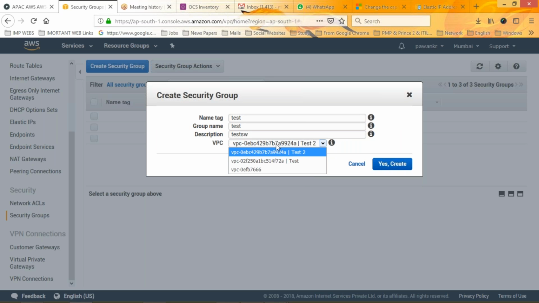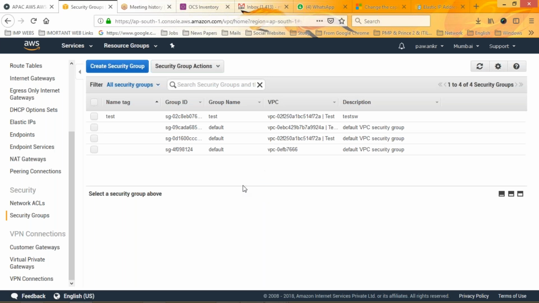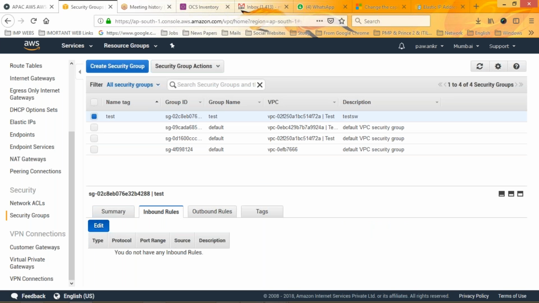Okay, which VPC do you have to go for? Test one. And then you can just allow the number of requests, what we can say: which traffic will be allowed, which traffic will be denied, all sorts of things.